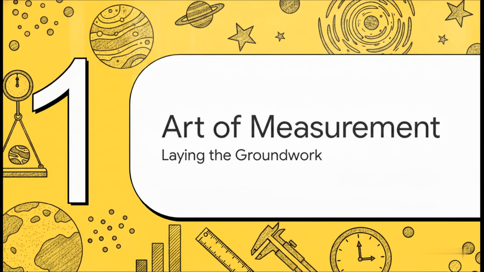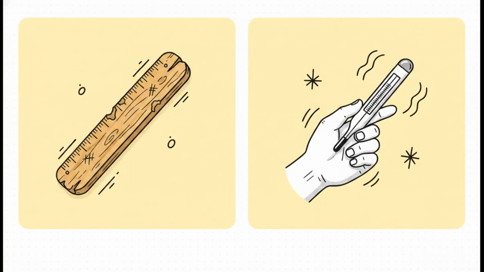Section 1. The art of measurement. The source text makes this absolutely foundational distinction right off the bat between accuracy and precision. We tend to toss those words around interchangeably in everyday life, but in the physics lab, they are completely different beasts. Accuracy is all about how close you are to the true value, and it gets ruined by systematic errors.